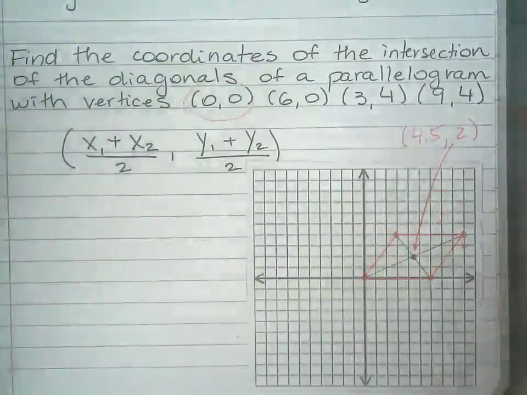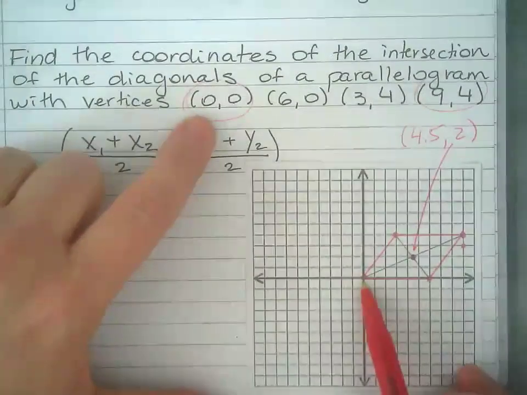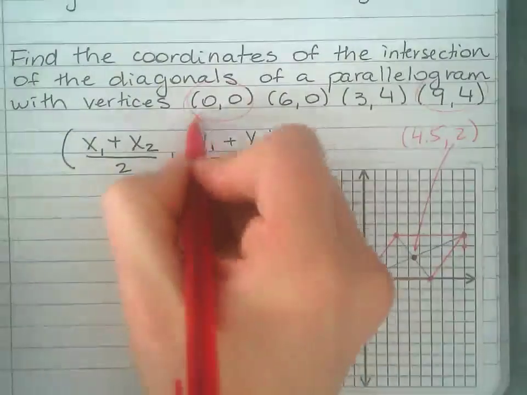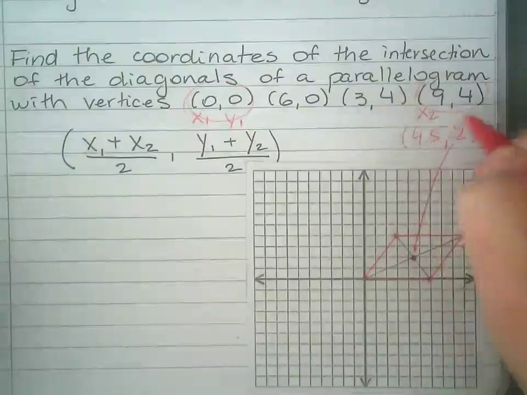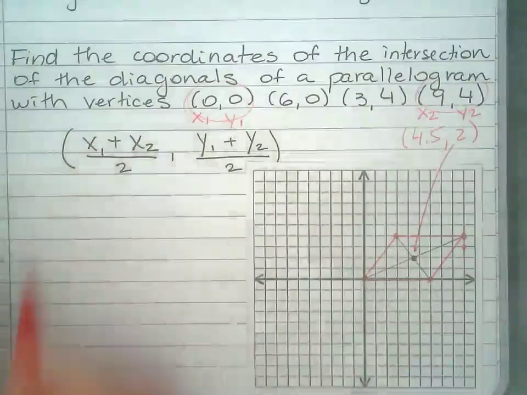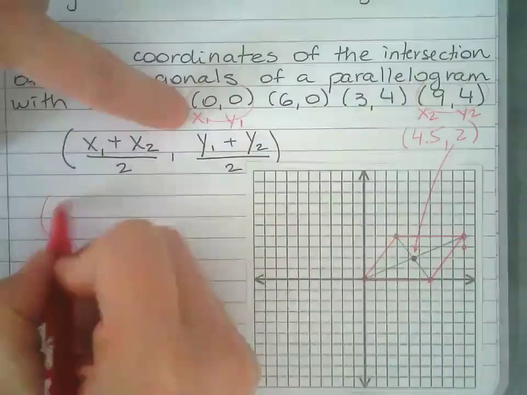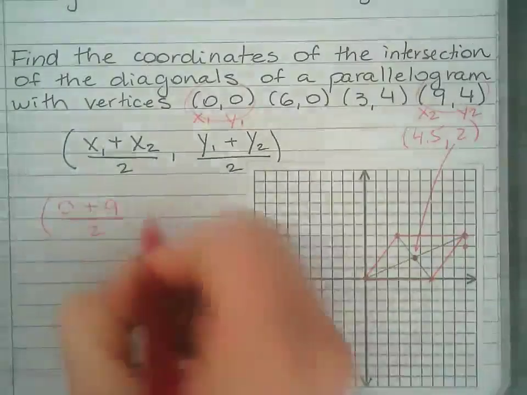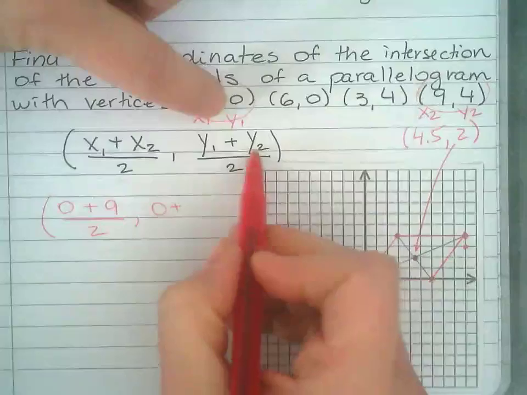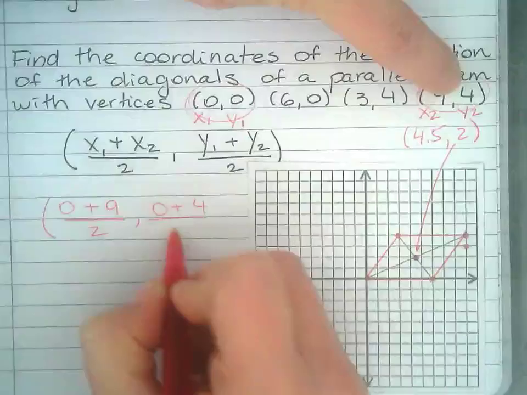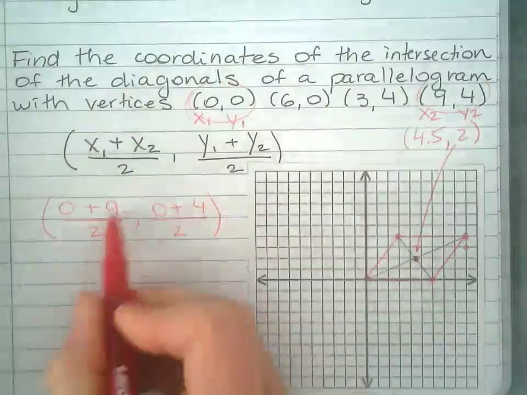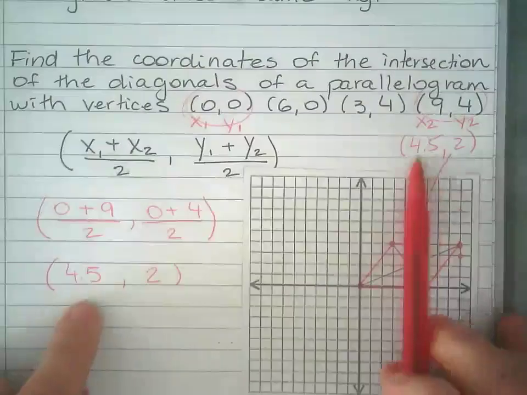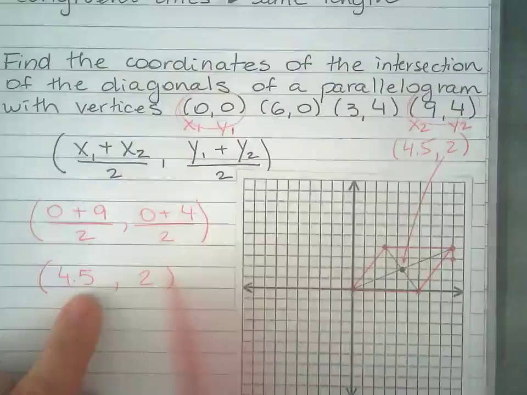So I'm just going to use this point and this point, because 0, 0 right there, and then this point is the 9, 4 that you see right there. So this is x1, y1, x2, y2. I'm going to plug that in the formula. So x1 right there is 0, plus x2 right there 9, over 2. That's the formula. And then y1 right there 0, plus y2 right there 4, and then over 2. 9 divided by 2 is 4.5. 4 divided by 2 is 2. That's the same point that you got where they intersect in the graph, or if you use the midpoint formula.